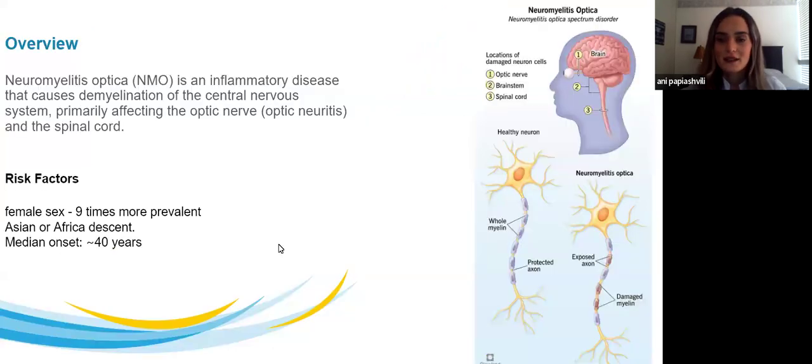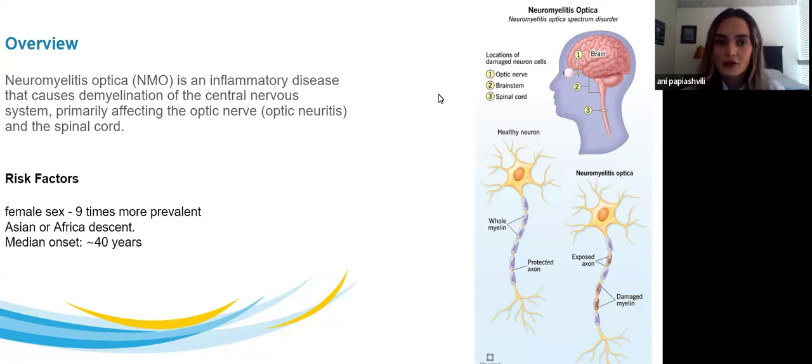First of all, let's determine what neuromyelitis optica is, and then I will try to explain the pathogenesis, the clinical characteristic features, management, and differential diagnosis. Neuromyelitis optica is an inflammatory disease which causes demyelination of the central nervous system, and the name directly tells us that in NMO we have problems in the central nervous system, especially the spinal cord and also the optic nerve. It looks a little bit like multiple sclerosis, but I will show you what the difference between them is, right?